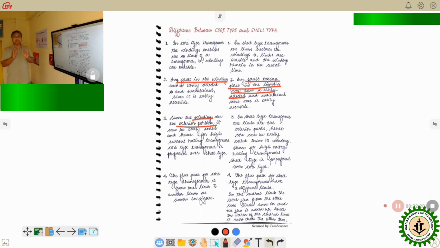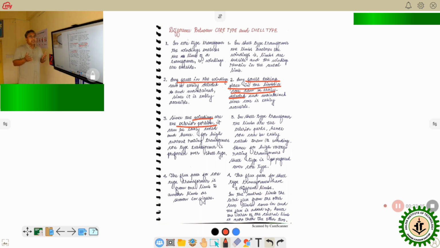Now, there is a point to understand here. Whenever I am asked to design a higher current rating transformer, I will choose a core type transformer. We need to understand the technicalities behind it. When the windings are the exterior portion of the core type transformer, the windings will be heated up due to transformer action whenever load is increased. So if the windings can be easily cooled, I can further increase the load of the transformer.